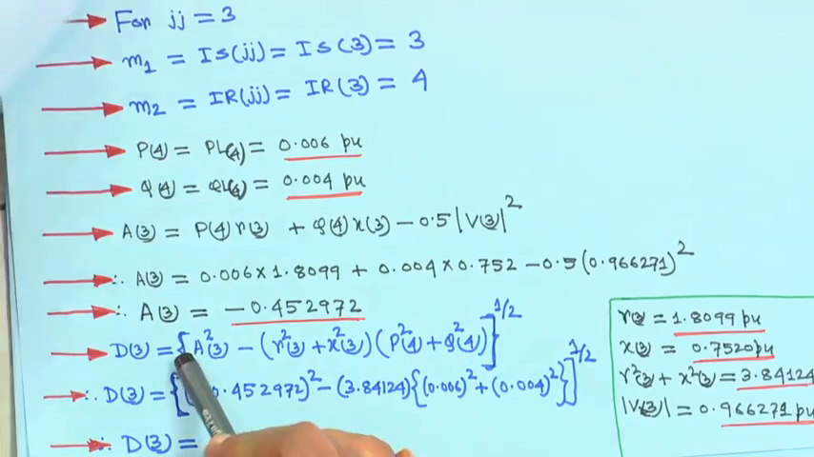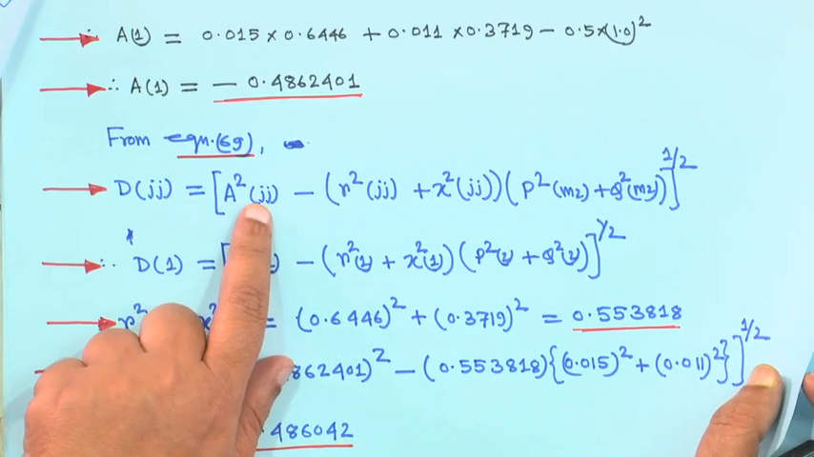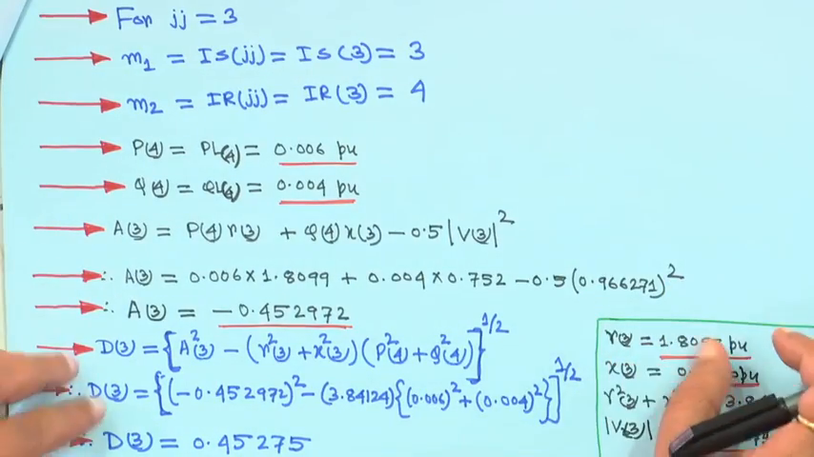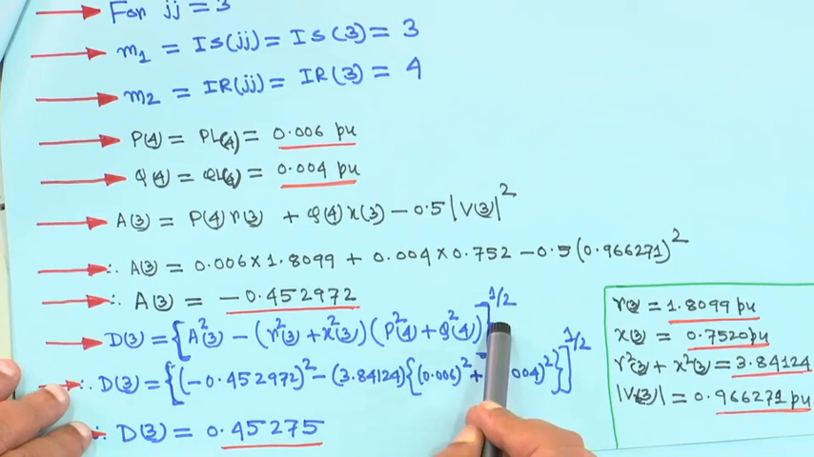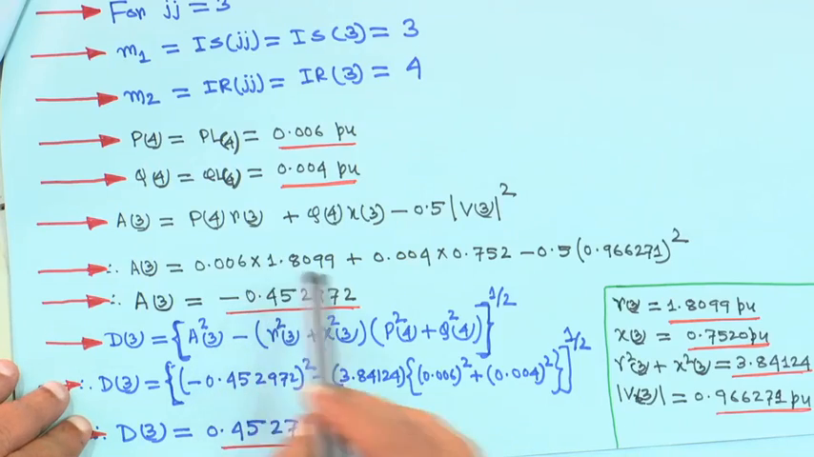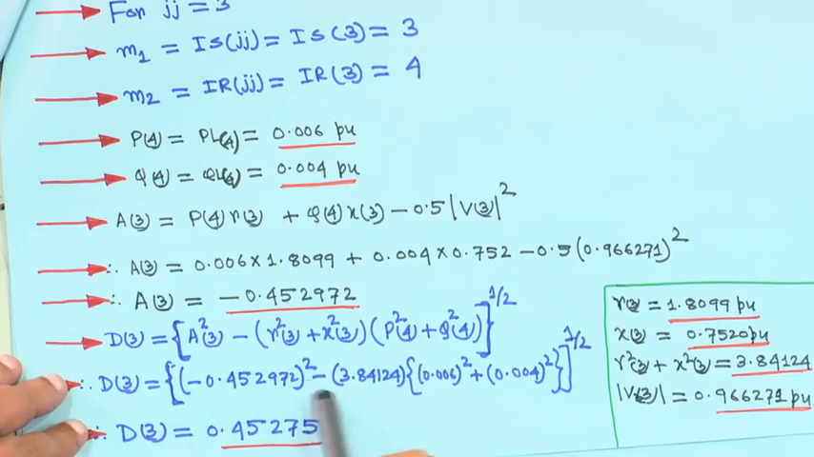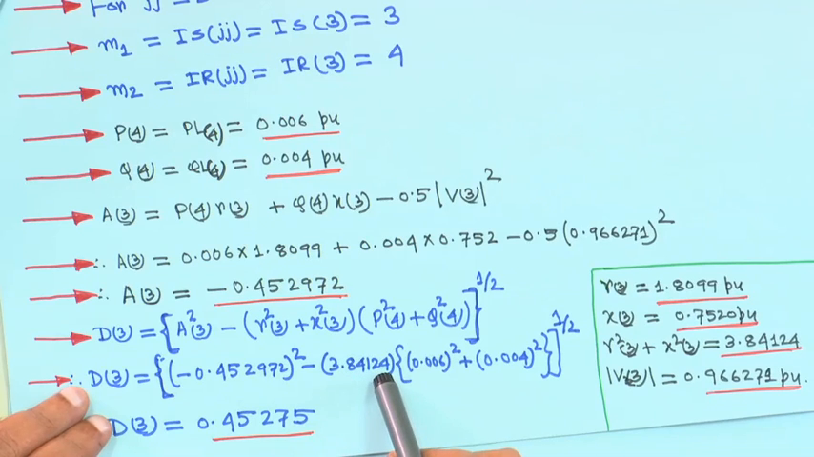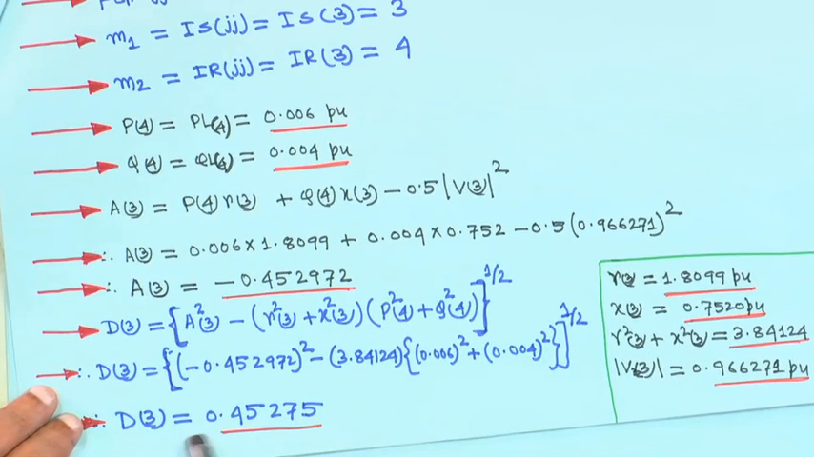Similarly, from equation 69, the expression of Djj, here you put jj equal to 3, M2 equal to 4, M1 equal to 3. So, D3 will be A3 square minus (R3 square plus X3 square) into (P4 square plus Q4 square) to the power half. Put all these values. This A3 we have computed, minus 0.452972 square, minus R3 square plus X3 square, which I have computed here, 3.84124, into P4 square plus Q4 square, 0.006 square plus 0.004 square, whole to the power half. So, it is coming actually 0.452.